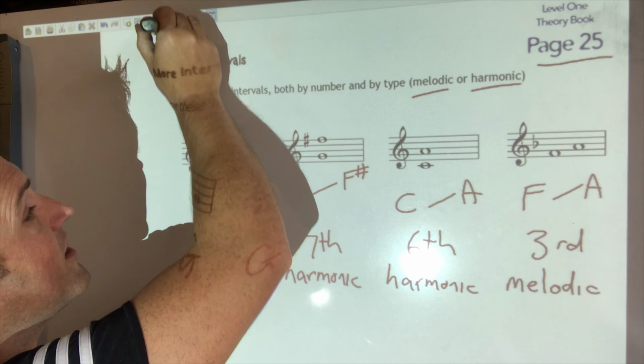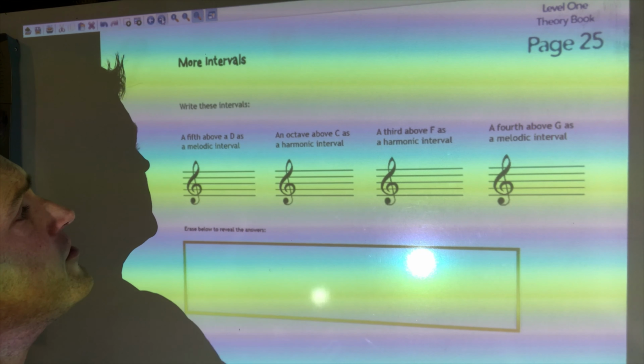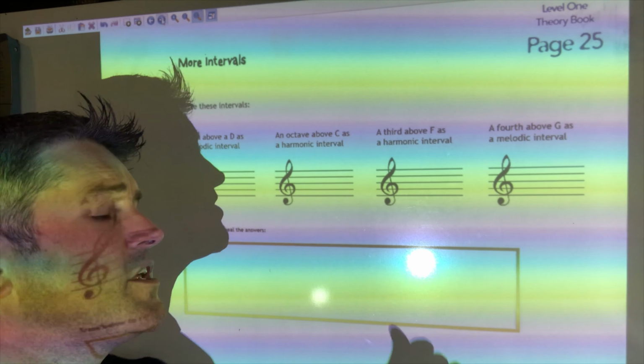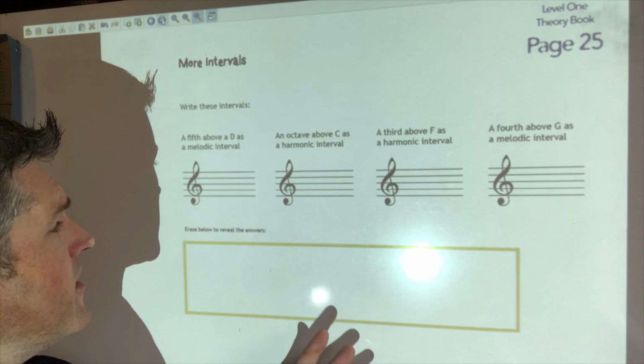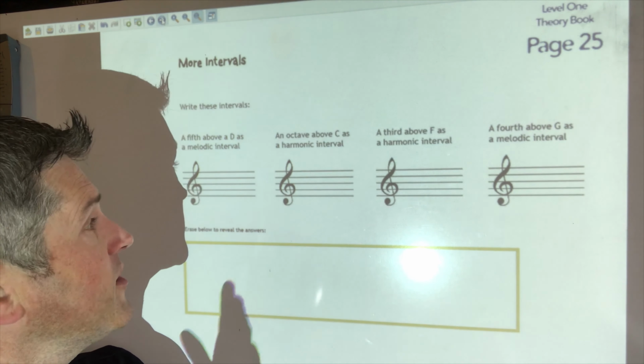Most of these ones here are on page 25, however. So let's have a look at this. What we're going to do here is give you an opportunity to write these out. Now, I've got my answers down here below. I'm going to give you just a few moments to think about it.